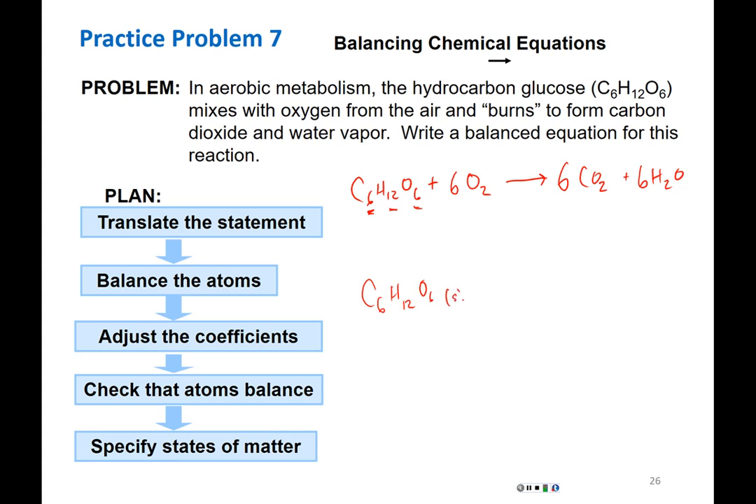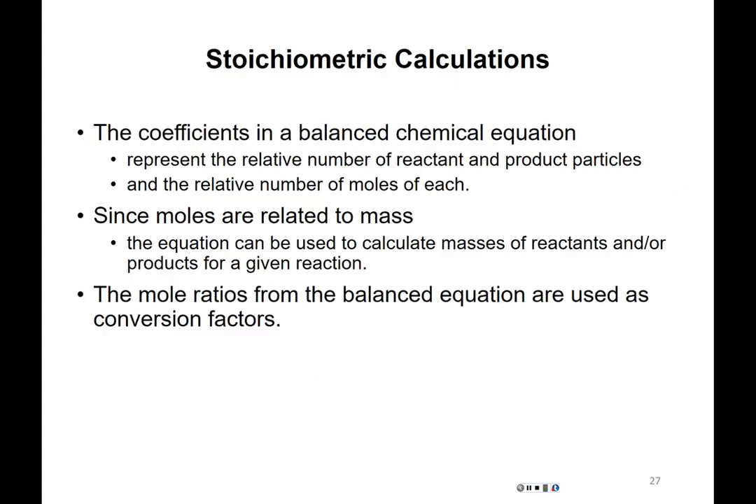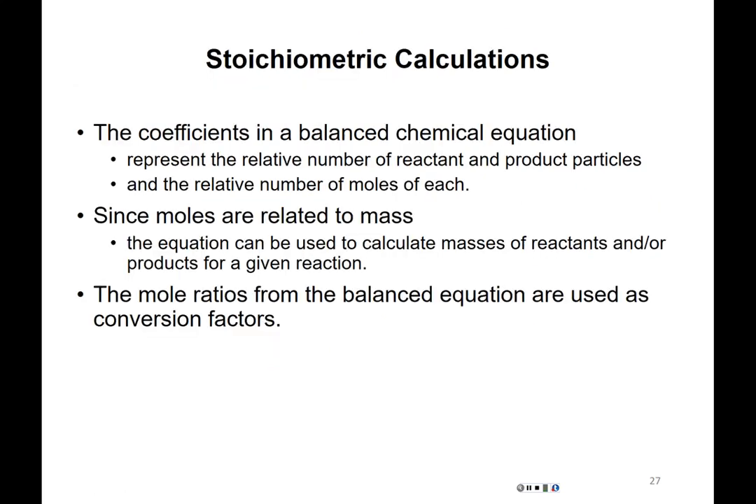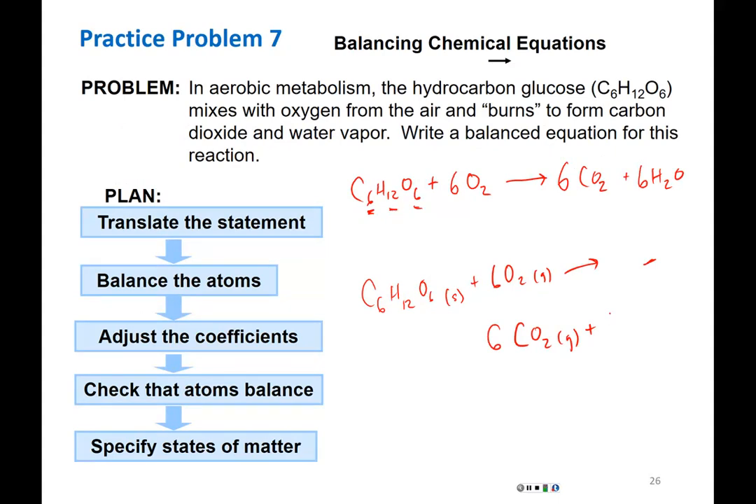And let's just call that a solid. Plus 6O2 gas goes to 6CO2 gas plus 6H2O liquid. Right, so that would be the full balanced chemical equation.